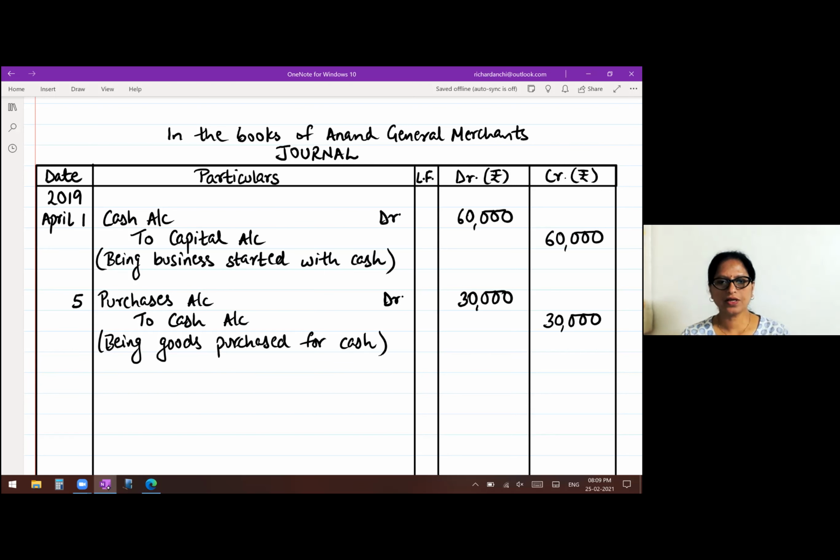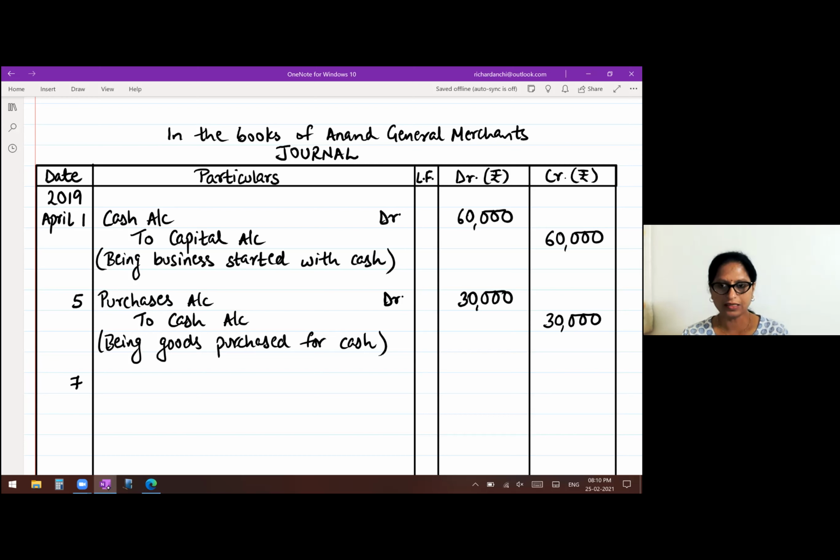We have done these transactions. Now we are just writing them in the form of a journal entry. Okay, now go on to the next one, 7th. On 7th, it is sold goods of rupees 10,000 to Suresh.